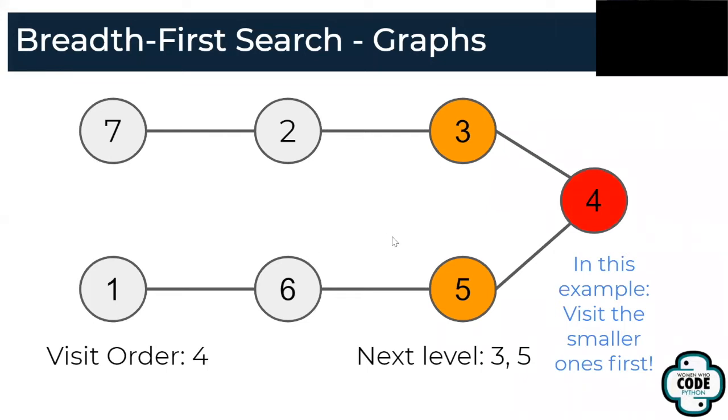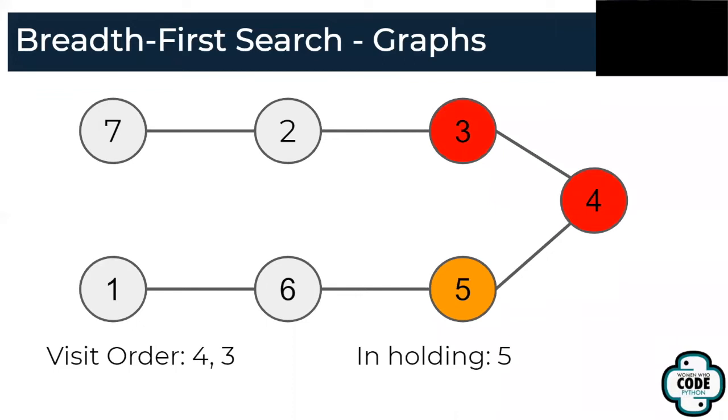So because 3 is smaller than 5, we will first visit 3. And then 5 is also at the same level as 3, so we'll visit 5. And after that, the nodes at the next level are 2 and 6. Because 2 is smaller, we'll visit 2 first. Then after that, we are going to visit 6, which is at the same level as 2.